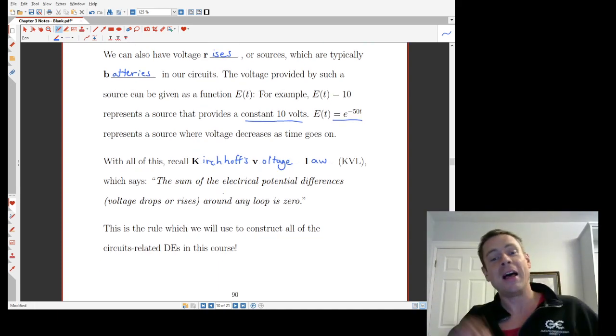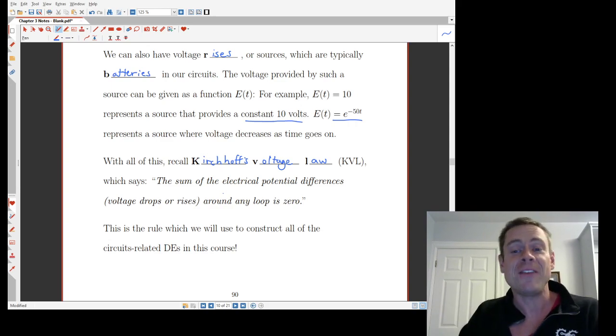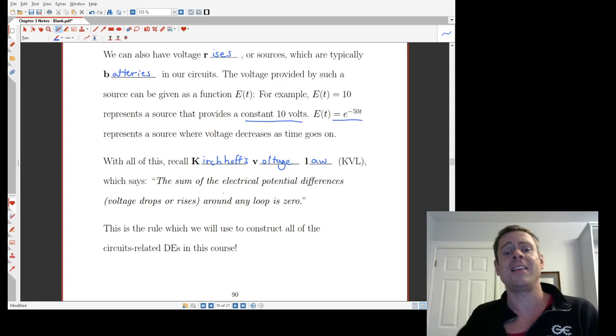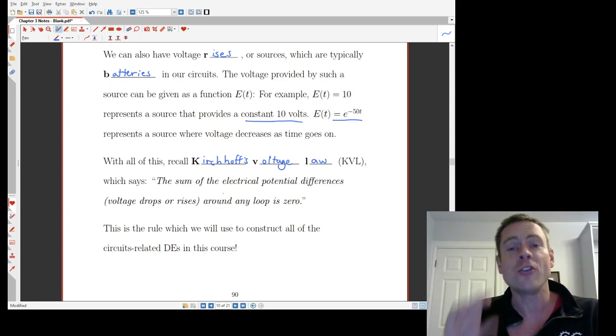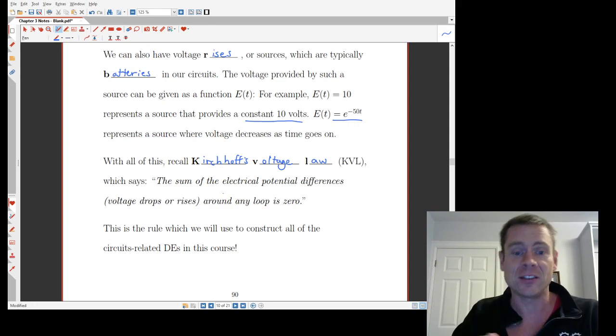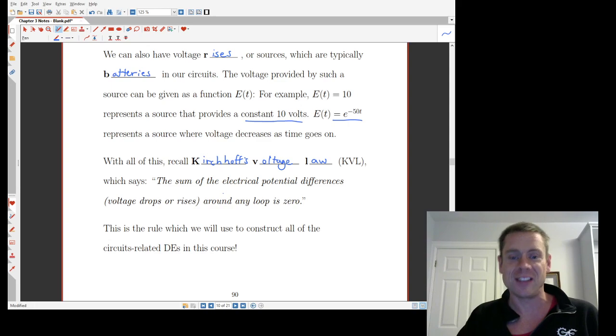All right, anyway, this law, KVL, which we'll call it, in that case we can't screw it up at all. What it says is that the sum of the electrical potential differences around any loop is 0. And that's going to be the rule that we use to construct all of the circuits in this course.